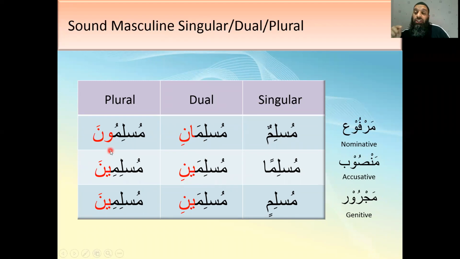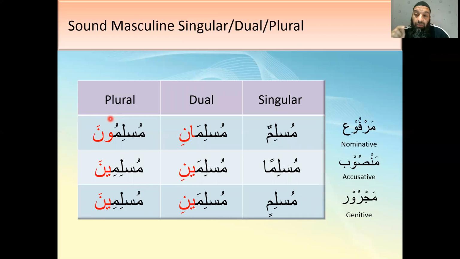So qul ya ayyuhal kafiruna. Now you know una makes the word into plural. So long as you know the meaning of the word. Yes, hafizuna, exactly. Sister has written kafiruna, exactly. So una is the template that you have to learn for plural. Duals don't come in the Quran so much, but definitely learn them.